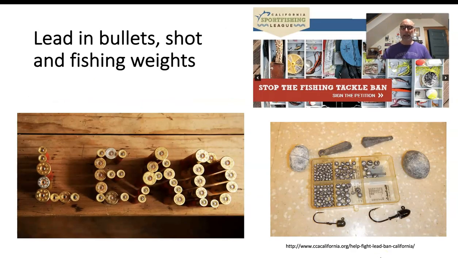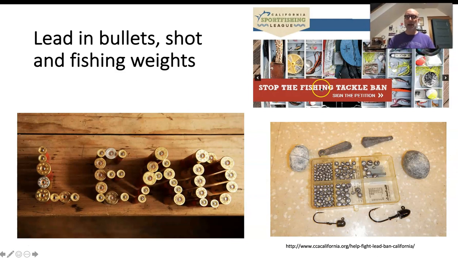There's lead in bullets and shot and fishing weights. And it's been surprisingly controversial to get the lead out of things like fishing weights and out of bullets and out of shot. If you look online, you're going to find all kinds of things like this one I put up here that says, "Stop the fishing tackle ban." It's not really a ban on fishing tackle. It's a ban on using lead in marine or lake environments, which tend to be fairly sensitive ecosystems.